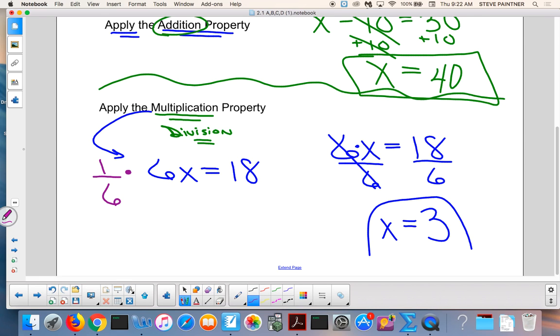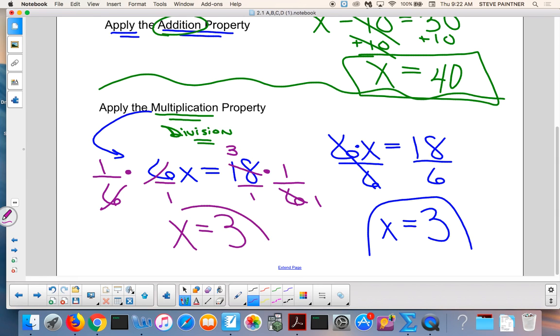What would happen here, guys? Wouldn't you get 6 over 6, which is 1? Didn't we cross these 6's out? Now the answer is 1x. It worked. Equals, get over here, multiply by 1/6. Now what happens to the 6 and the 18? 6 goes into 6 once and 6 goes into 18 three times. And you end up with 3 times 1. 3. Hey, look, it's the same answer.